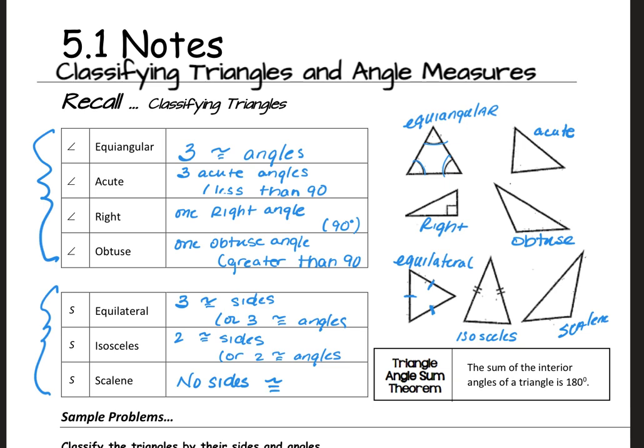The other big thing that we're going to talk about with triangles today is the triangle sum theorem. The triangle sum theorem says that all the angles add up to 180. So inside of a triangle, all the angles add up to 180.